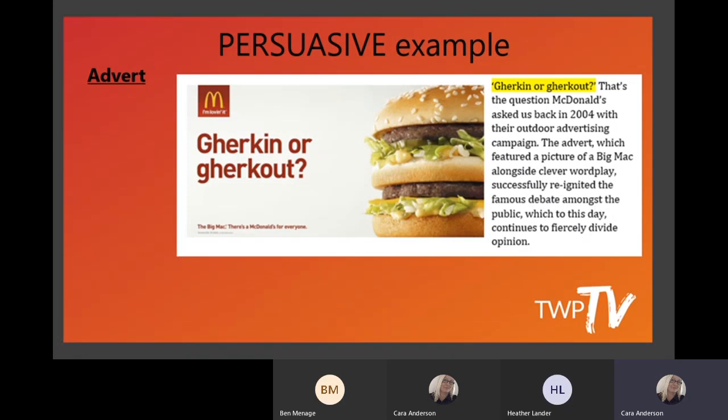So that is the main thing in there, that rhetorical question. It's a bit of a quirky, funny one as well, because it's a bit of a debate, isn't it? Gherkins, you either like them or you don't. Making me hungry. I know, me too. So yeah, the rhetorical question is in there, and obviously the image. It's making me want to go have one, even though we can't.